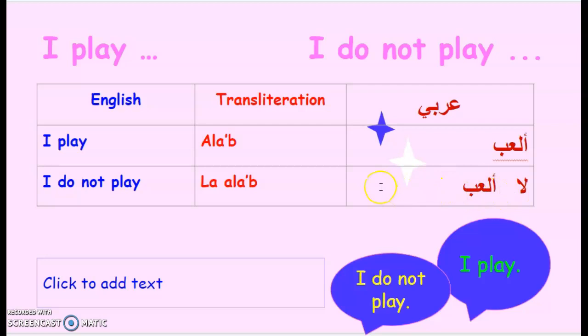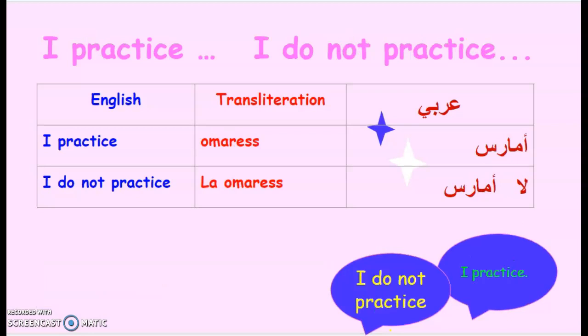The third verb that I want to show you is أمارس. I practice. I do not practice. أمارس السباحة, I practice swimming. أمارس الرقص, I practice, for example, dancing. لا أمارس is I do not practice. لا أمارس السباحة. لا أمارس الركض.